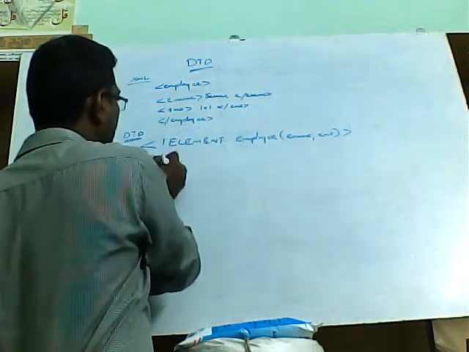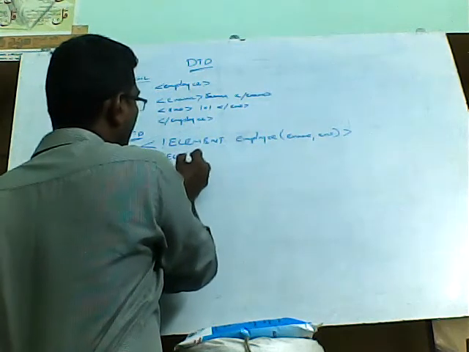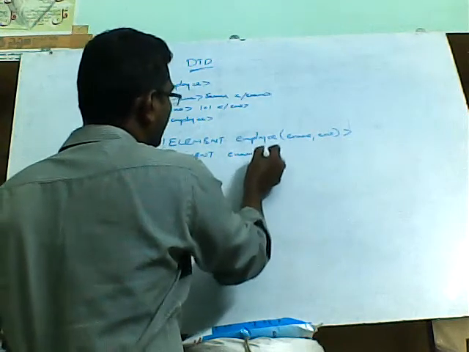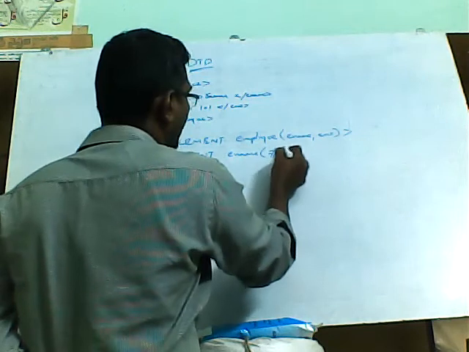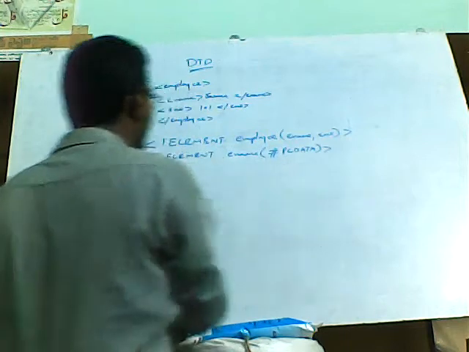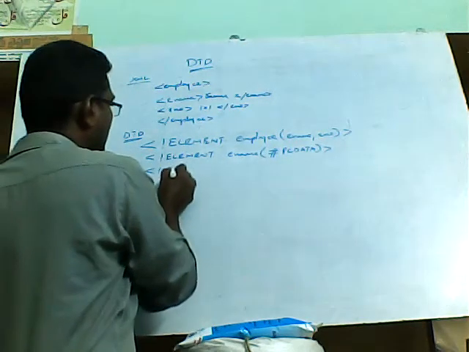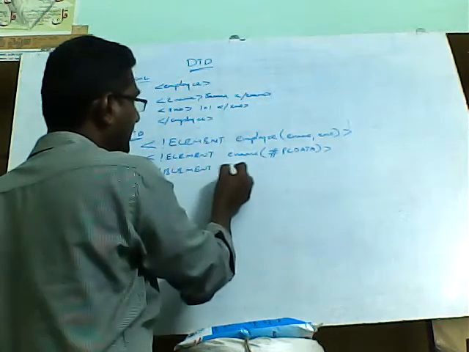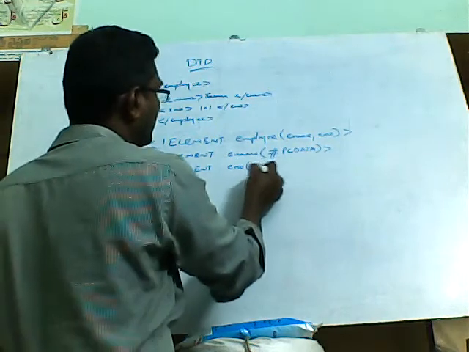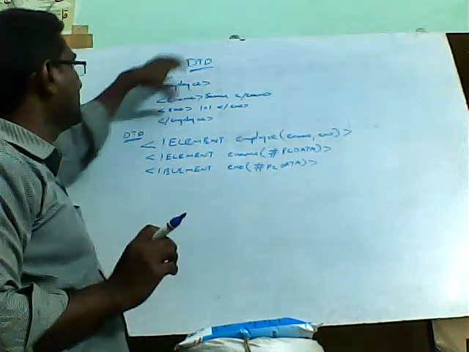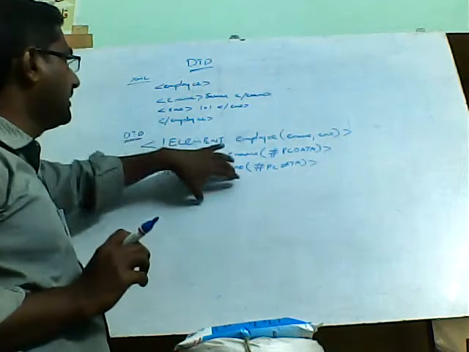For the child elements, less than, exclamation mark, followed by ELEMENT, followed by child name, E number, E name, hash PCDATA. Like this we have created the child elements. So this is the DTD for this XML document. Employee number, hash PCDATA. So for the given XML document we have created the DTD.